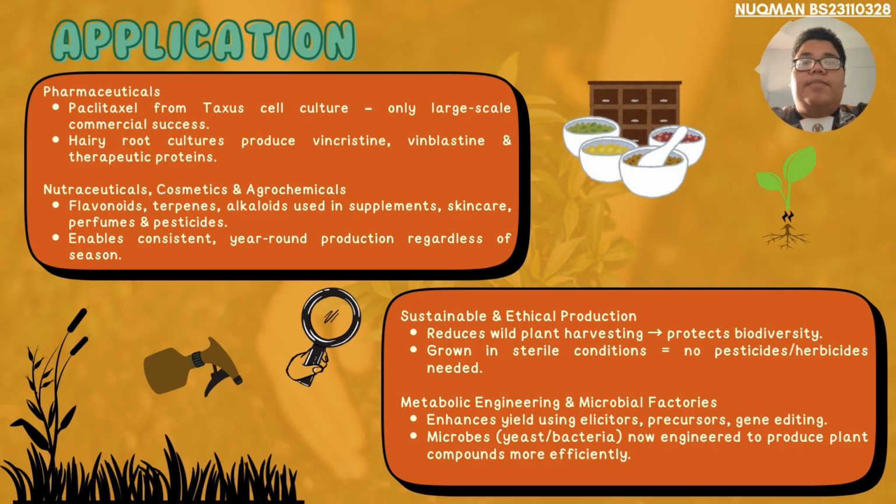Other than that, we can apply this in sustainable and ethical production. We can reduce wild plant harvesting, which means we can protect our biodiversity. We also can grow these in sterile conditions, meaning no pesticides and herbicides. And lastly, we can apply this in metabolic engineering and microbial factories. We can enhance yield using elicitors, precursors, and gene editing. Microbes such as yeast and bacteria are now engineered to produce plant compounds more efficiently.